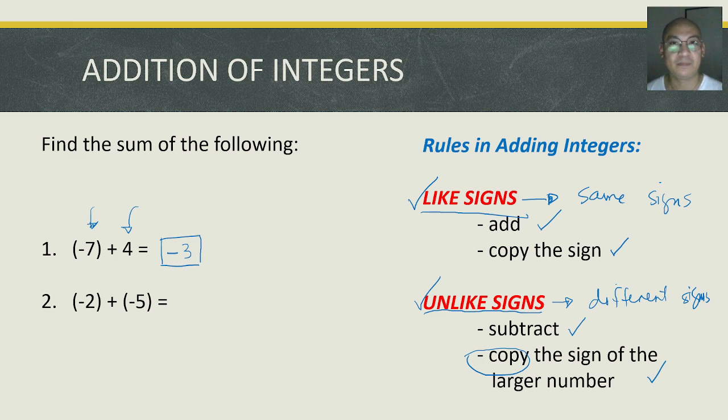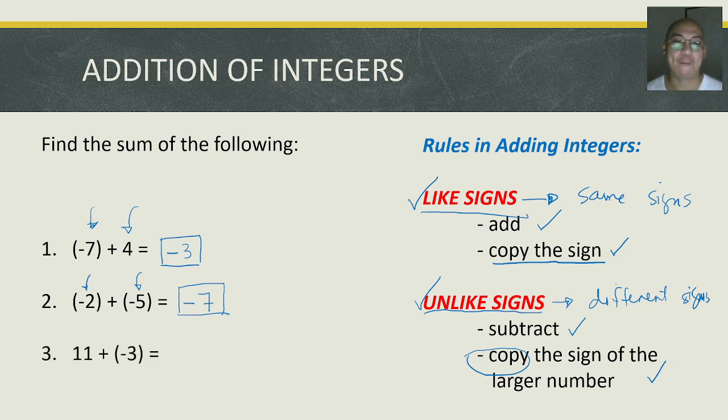Another example, number 2. Negative 2 plus negative 5. So first, check if they have the same sign or different signs. Since negative 2 and negative 5 have the same sign, what are we going to do? The steps are to add first. So 2 plus 5 is 7. And the second one is to copy the sign. Since they are both negative, we're going to copy negative. So we have negative 7 as negative 2 plus negative 5.